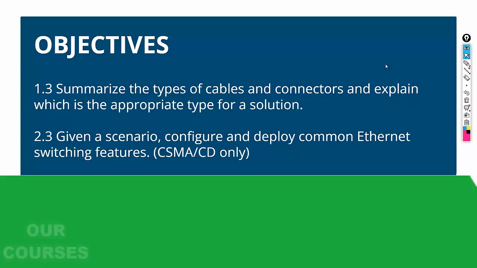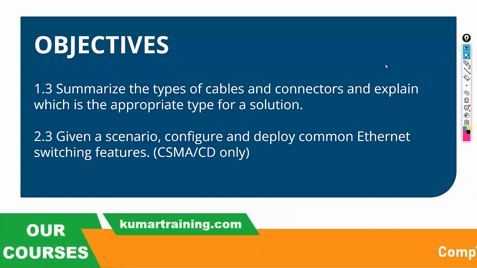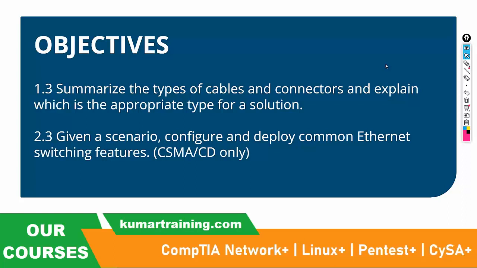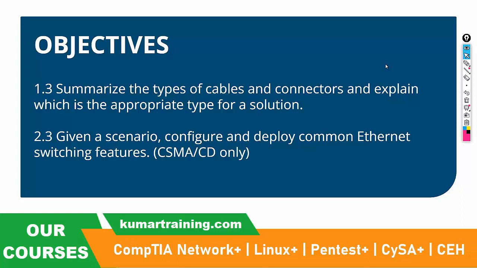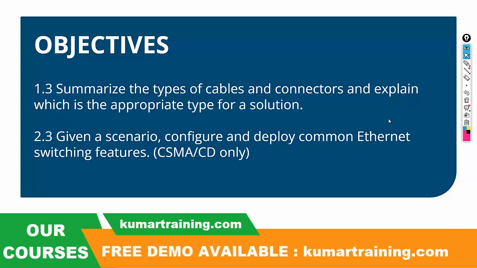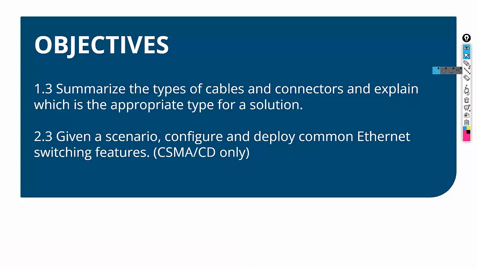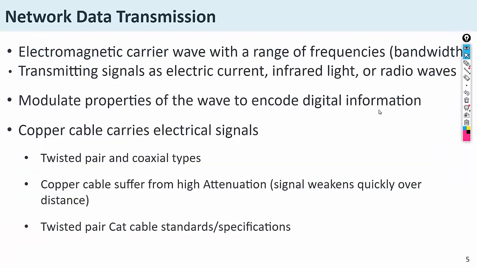1.3 is summarize the types of cables and connectors and explain which is the appropriate type for a solution. Another is 2.3, given a scenario, configure and deploy common Ethernet switching features, and CSMA/CD. We will discuss only CSMA/CD in this, right? So first we are going to discuss network data transmission.